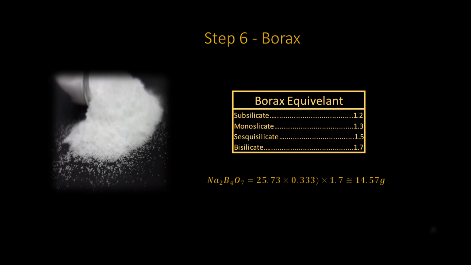As mentioned, 1/3 of the needed silica is replaced by the addition of borax. Since a bisilicate degree is used for the silica calculations, the borax equivalent constant of 1.7 is used for the borax calculation. Since the needed amount of silica is 25.74 grams and 1/3 is being replaced, the calculated amount of borax required for the bisilicate degree is 14.57 grams as shown.